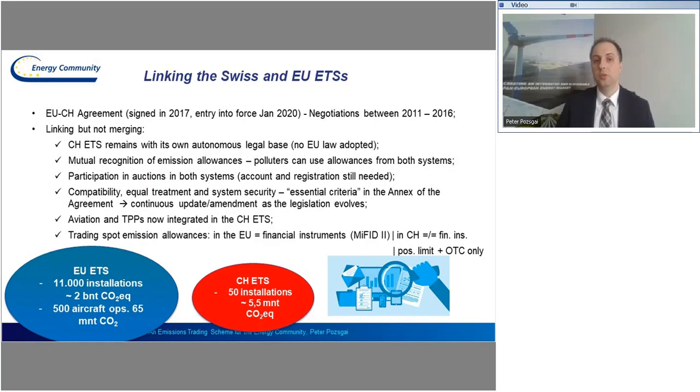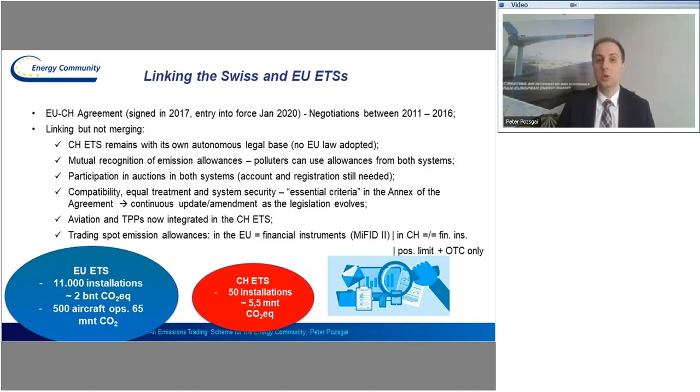The way of linking between Switzerland and the EU is done in that each other's allowances are mutually recognized. So if a market participant purchases a Swiss allowance, they can use it in the EU, and it works vice versa the same way. It is important to note that auctions take place in both places separately, in the EU and in Switzerland. However, there are some major differences here.